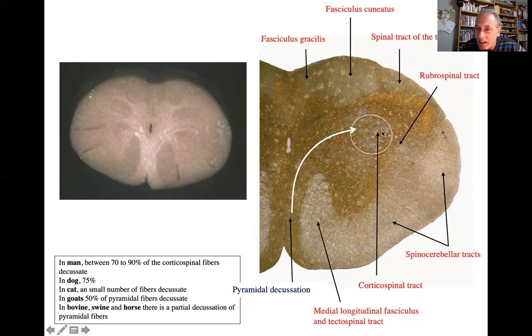These areas here belong to the beginning of the corticospinal tract in the spinal cord. Okay, these are fibers from the corticospinal tract that are beginning to be located in the location that they will have in the spinal cord. And here, the rubrospinal tract. Okay.